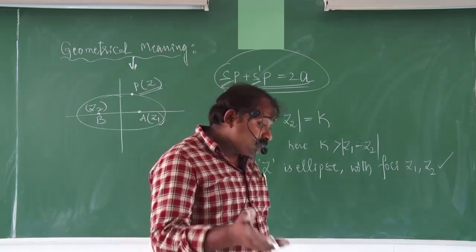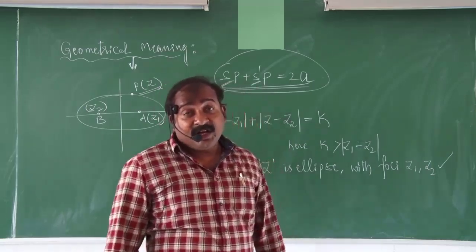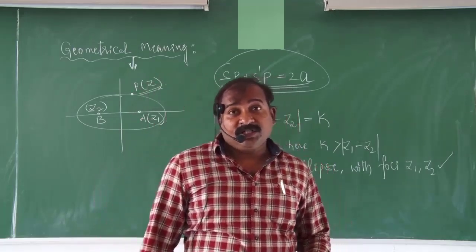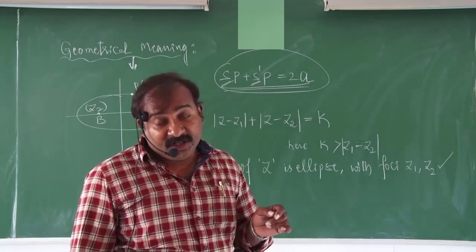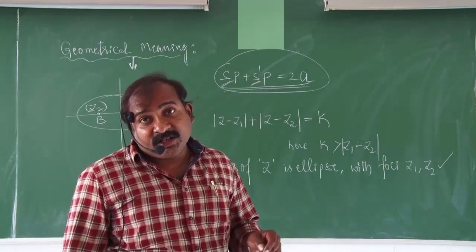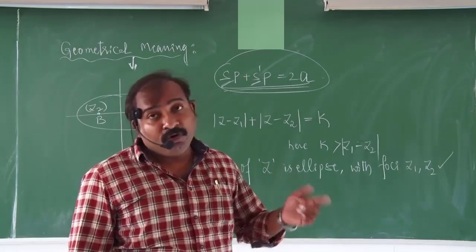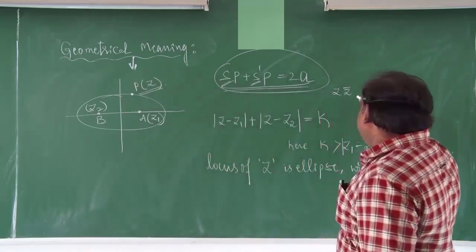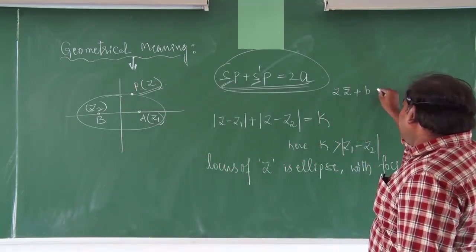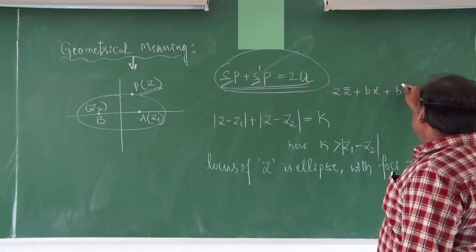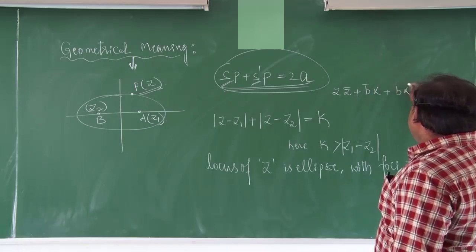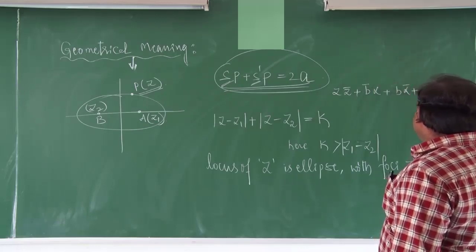And regarding the circle, I gave it before. What is the complex form of the circle? We already gave that earlier. The complex form of the circle is Z into Z conjugate plus B into alpha plus B bar into alpha plus B into alpha bar plus A is equal to 0.